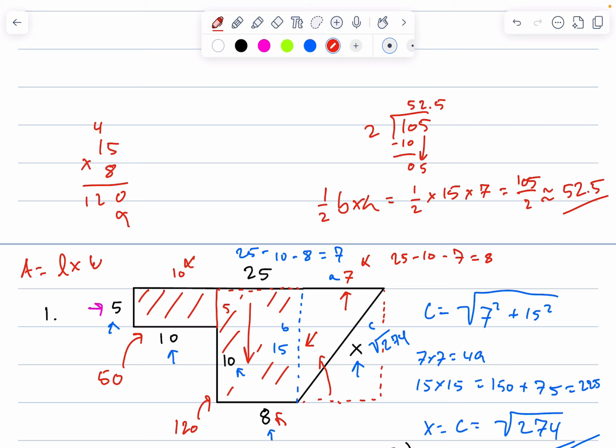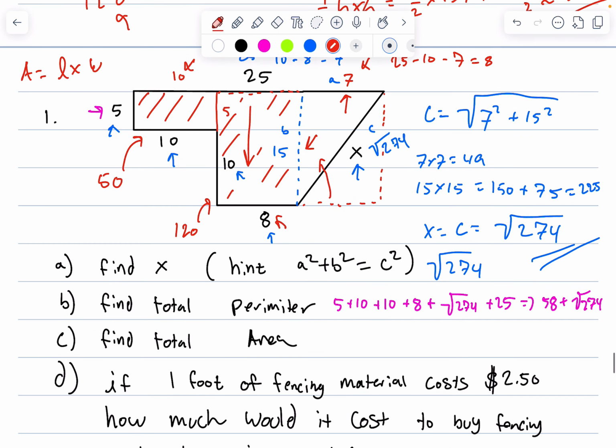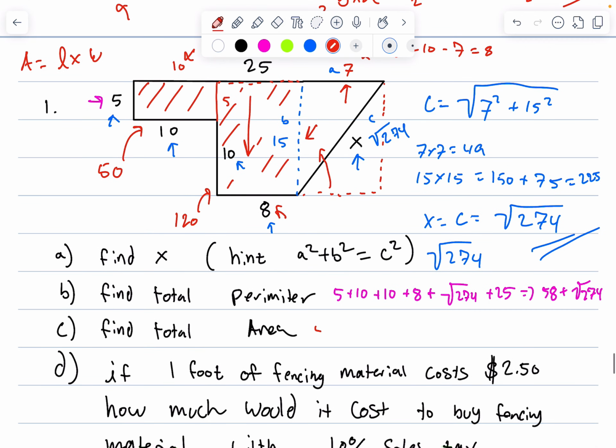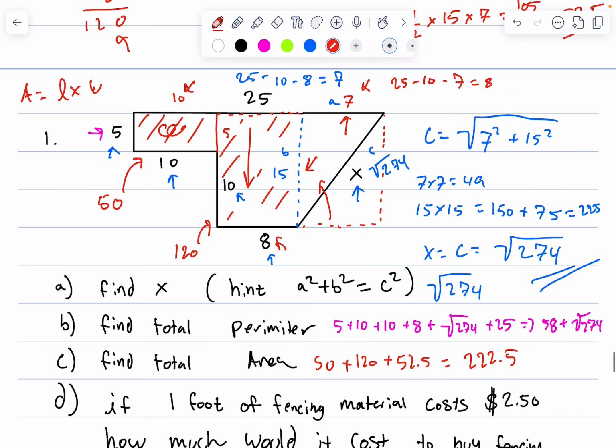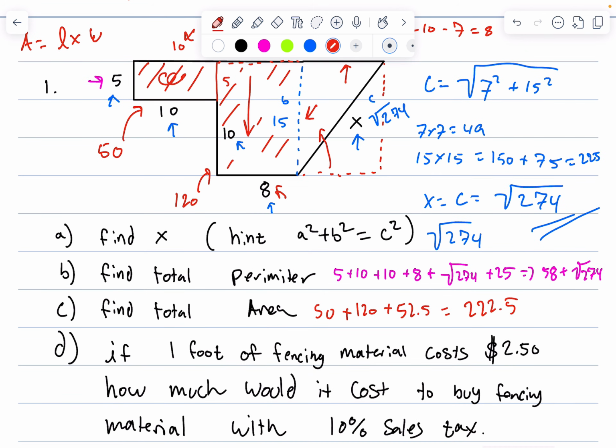So 52.5. So the total area is 50 for this guy, 120 for this guy, and 52.5 for the last one. So that gives you about 222.5. And I didn't give you any units, but whatever, for perimeter, say everything is in feet, then this would be in feet. For area, it'd be feet squared, right?